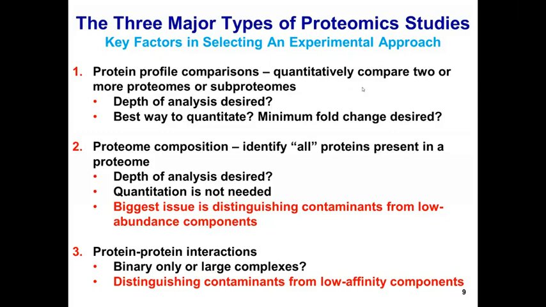For protein composition, I want to identify as many proteins as possible in the proteome or subproteome. I therefore need to know the depth of analysis. I don't need quantitation here. The biggest issue is going to be distinguishing contaminants from low abundance components. Protein-protein interactions are a third type of proteomic study, which we won't talk about in much detail here due to lack of time. However, I can do a binary protein-protein interaction analysis, or I can look at large protein complexes. The major challenge here is distinguishing contaminants from low abundance, low affinity components.